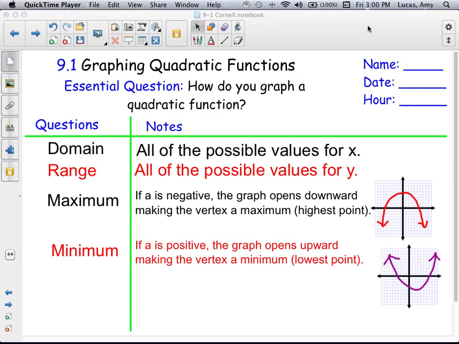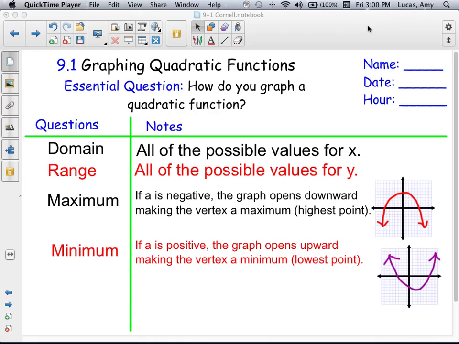Lesson 9-1, Day 2, Graphing Quadratic Functions. Our essential question today is how do you graph a quadratic function? We have 4 new vocab words today, and they're a little bit confusing. The domain and the range are the first two.